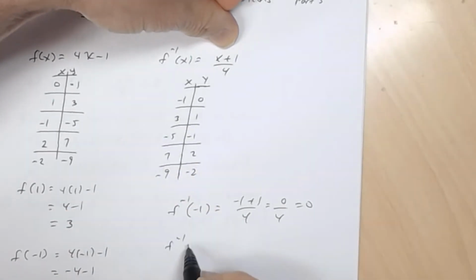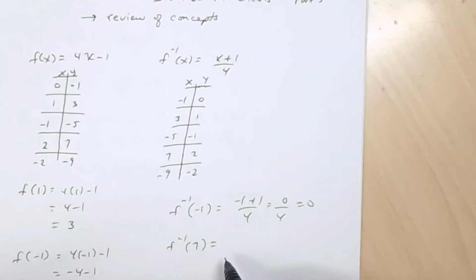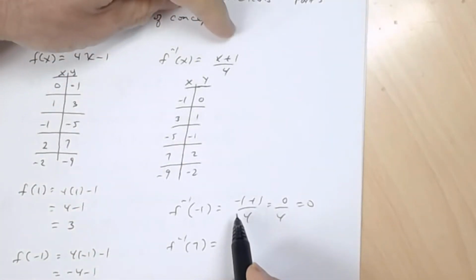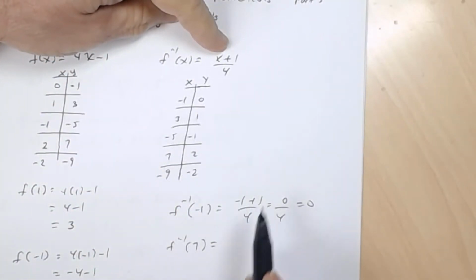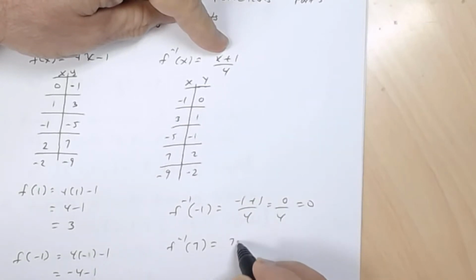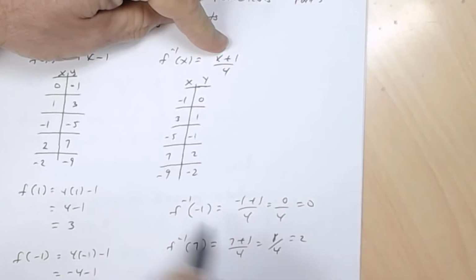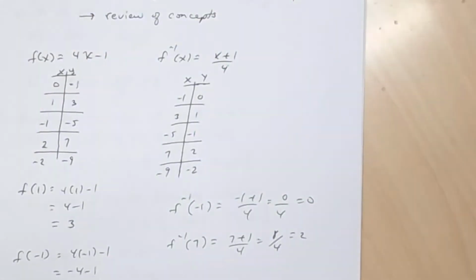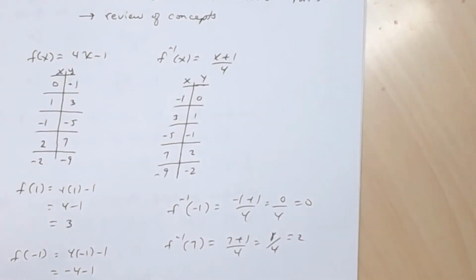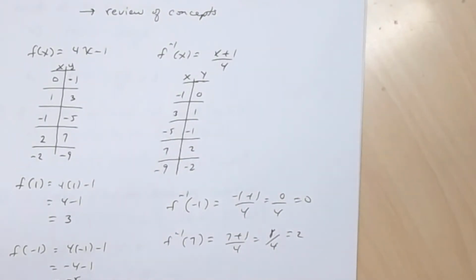So f inverse, let's say, of 7. I go to my function where we see the variable x, I substitute 7. So that will be (7 plus 1) divided by 4, which is 8 divided by 4, which is 2, and that's how I got 2. Okay? All right, now, there's a reason why I'm doing this. We're going to come back to that in a little while. Okay? All right, so let's go ahead now and look at this example.